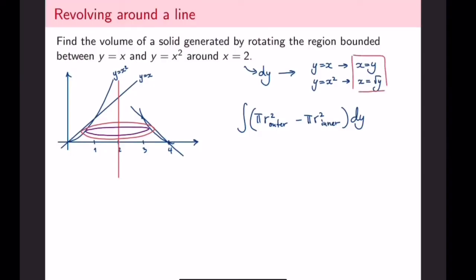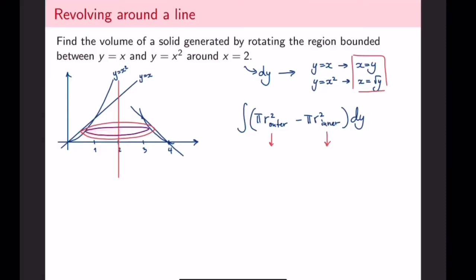Excellent. Okay, now let's take a look at our radii. So I need to figure out what is the outer and what is the inner radius. Again, as long as you're rotating around the x and y axis, these guys are going to be just your x or your y value. The moment you start rotating around some other axis, it's not going to be that. So let's take a look at the outer one. So the outer one, my red one here, the radius of my disk is this value.